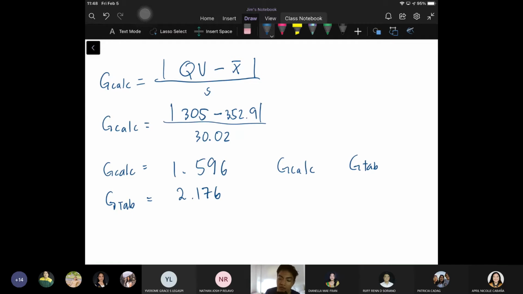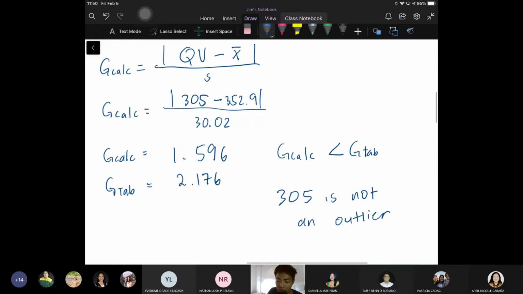So, our G calculated will be 1.596. Okay? And the G tabulated will be 2.176. Ngayon, sino yung mas malaki? Yung G tab. So, since G tab is greater than our G calculated, that means 305 is not an outlier.